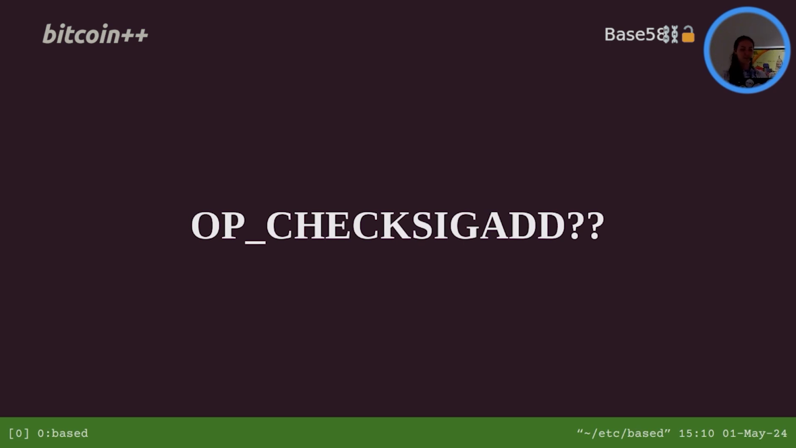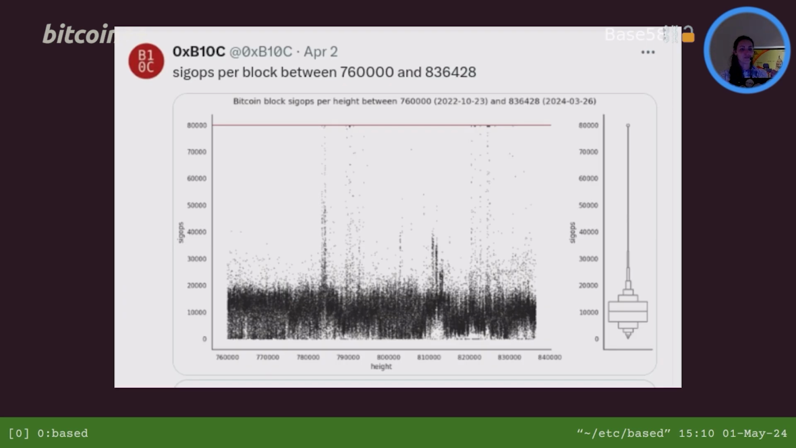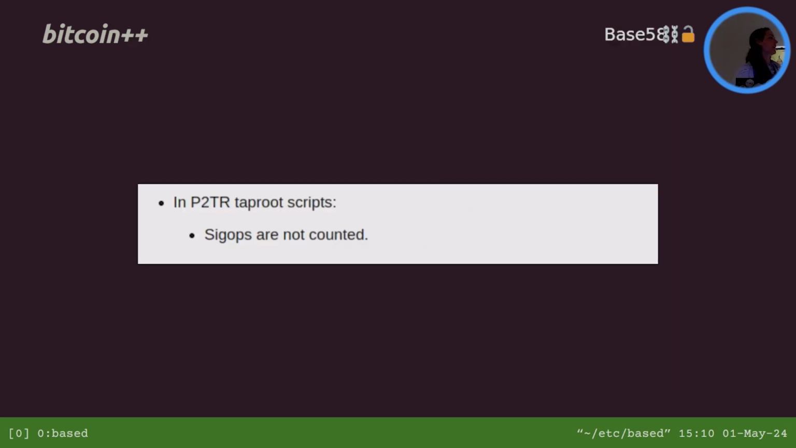Cool. So we had some trivia things, right? So in pay to taproot scripts, sigops are not counted. Cool. Okay, so the sigops limit made the news last April 1st. And no, I don't believe it was a joke, because a big mining pool didn't make a mistake once. They made a mistake twice.